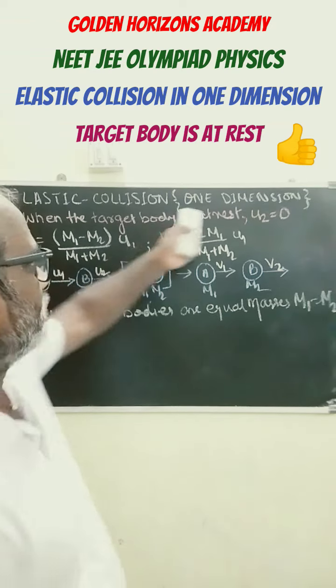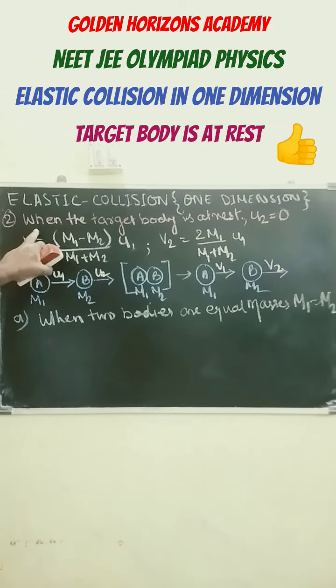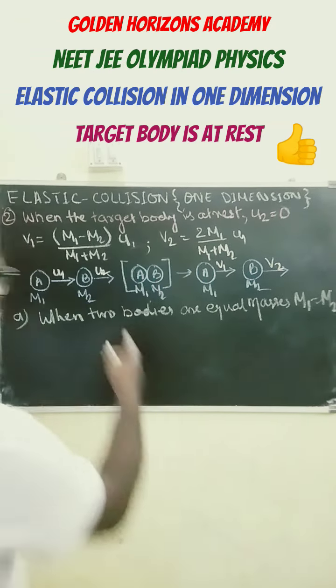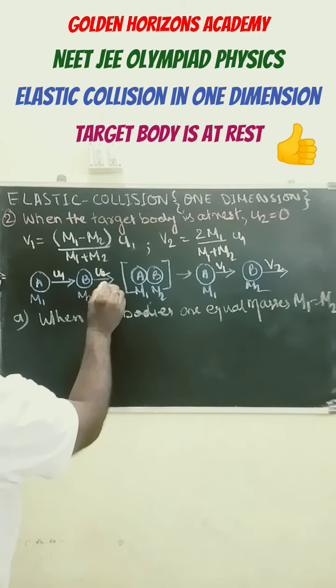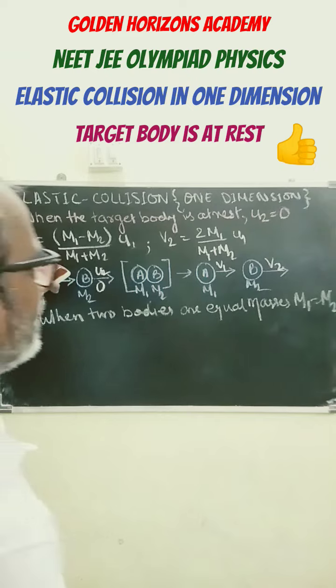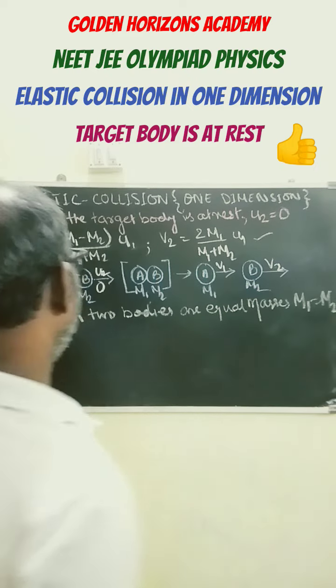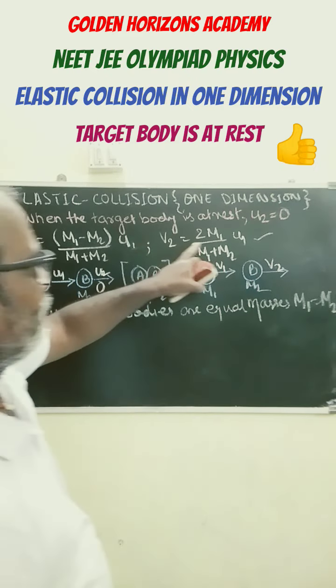We were in the elastic collision in one dimension, and in part 2, when the target body is at rest. So this is the target body. If this body is at rest, that means u2 here is 0. Then we have already explained that v1 would be this and v2 would be this.